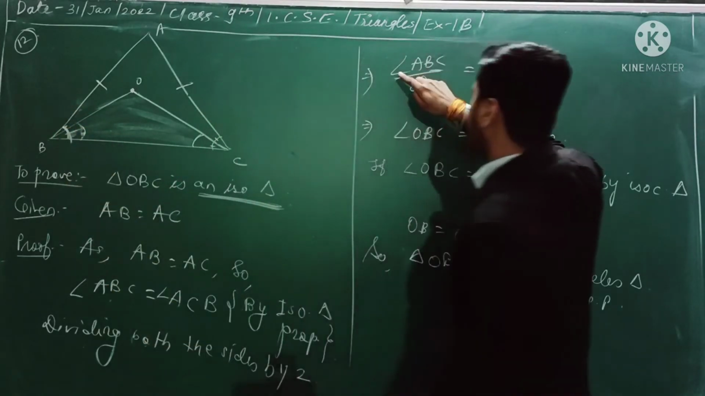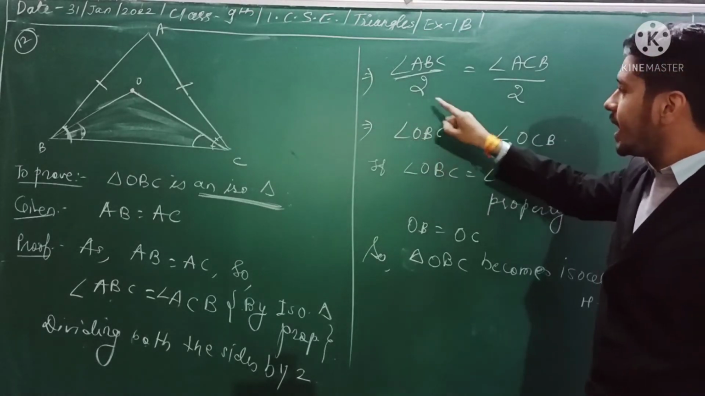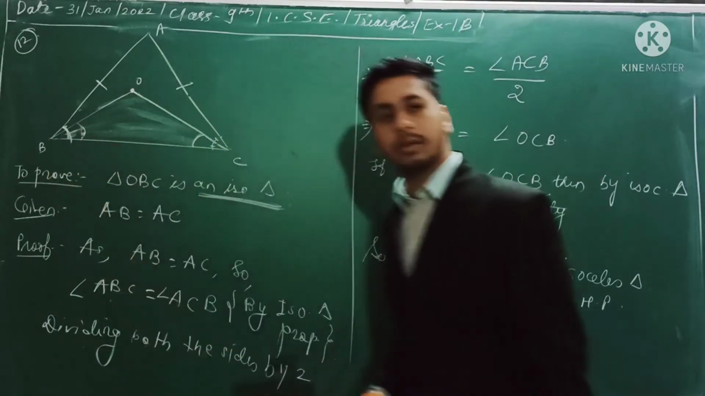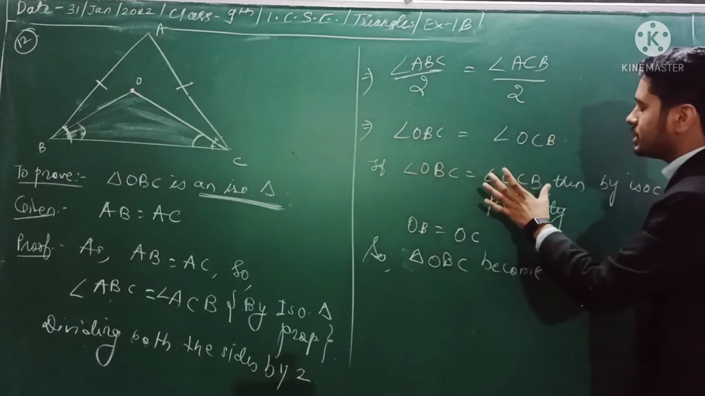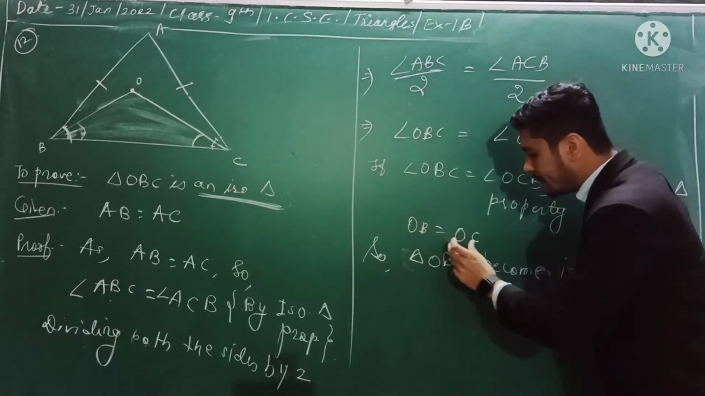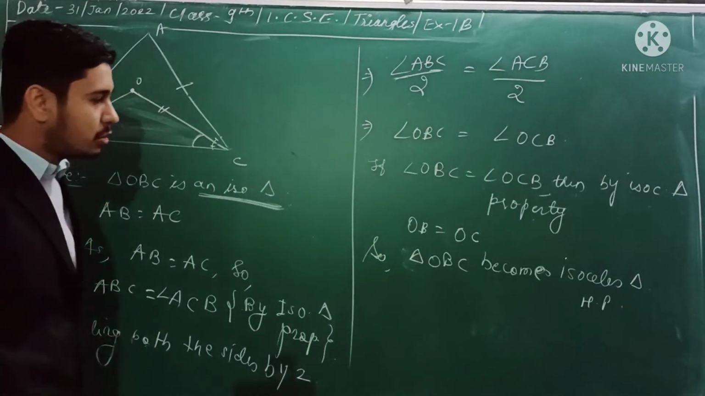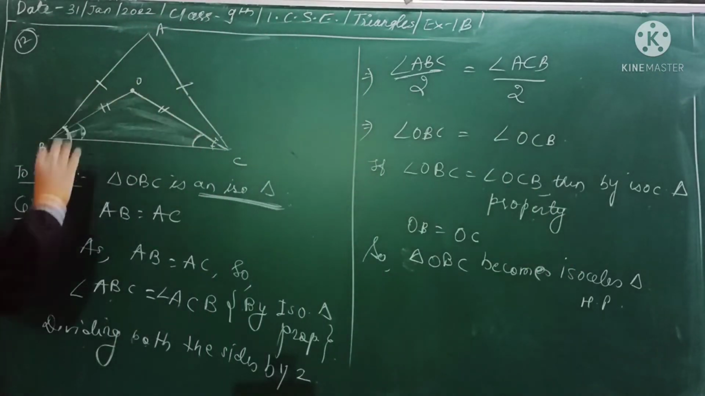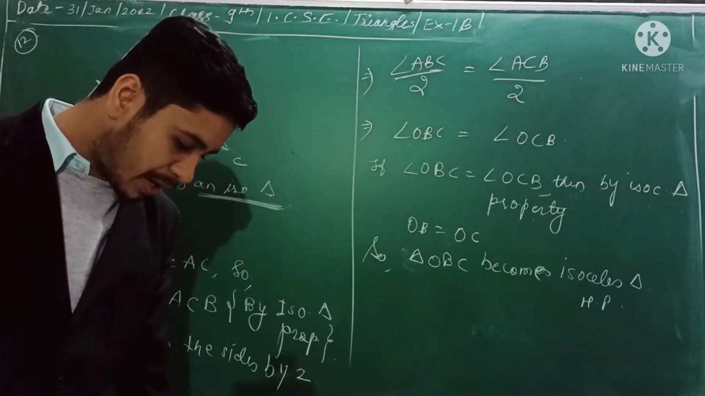So that is why I am writing angle ABC upon 2 can be written as angle OBC, and angle ACB upon 2 can be written as angle OCB. So these two become equal. Now if angle OBC is equal to OCB, then by isosceles triangle property we may say that OB becomes equal to OC. That means this side will be equal to this side, and hence OBC becomes an isosceles triangle because two sides came equal. So hence it is an isosceles triangle. Okay, I hope you understood this.